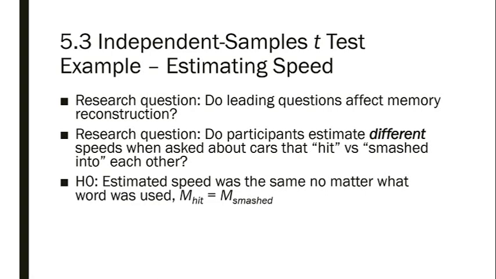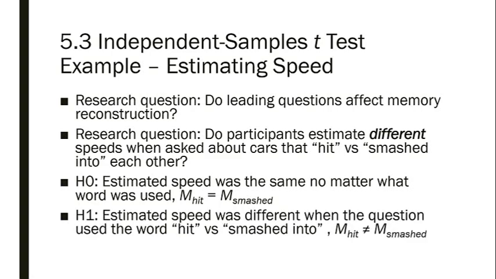And of course, the null hypothesis in this case would be that estimated speed was the same regardless of what wording was used when researchers asked their questions. So you might operationalize that by hypothesizing that the group mean for the hit group and the group mean for the smashed group would be the same.